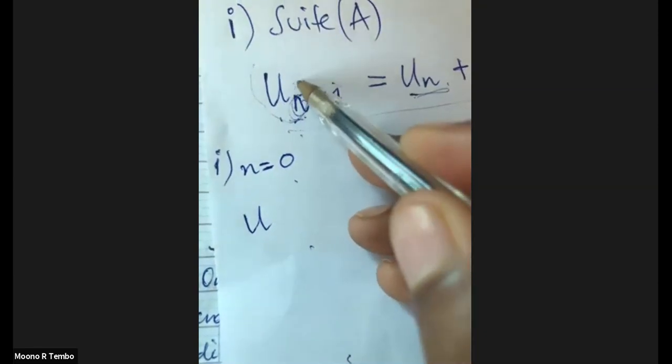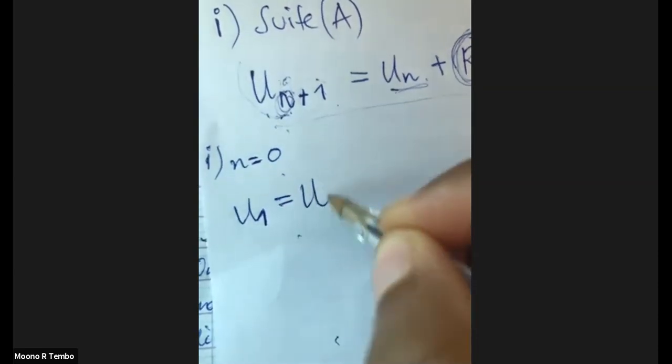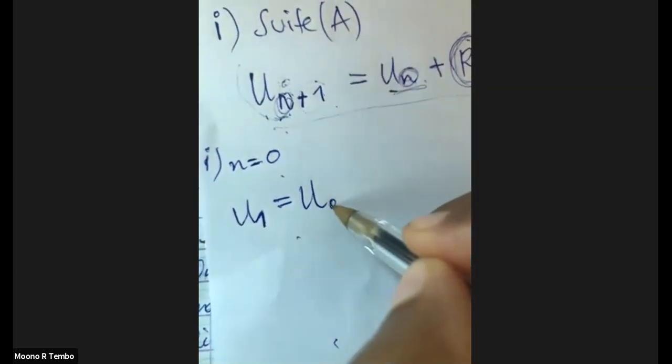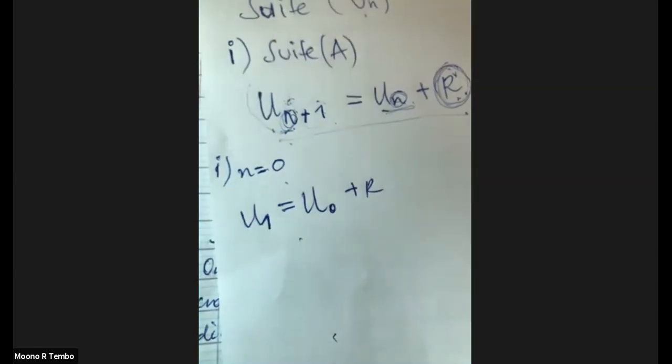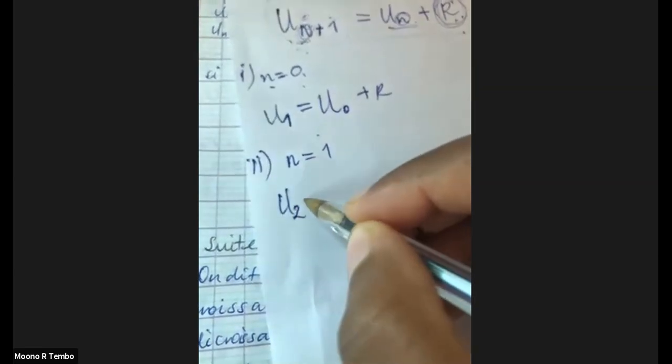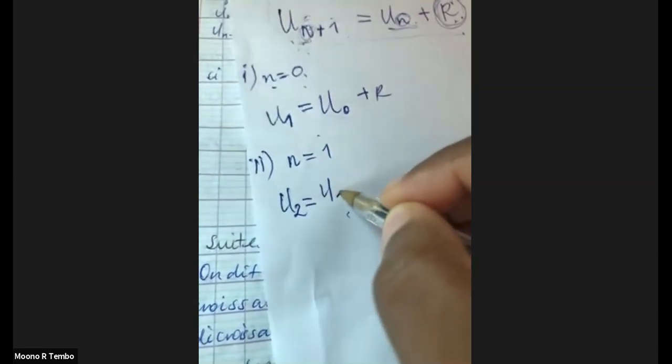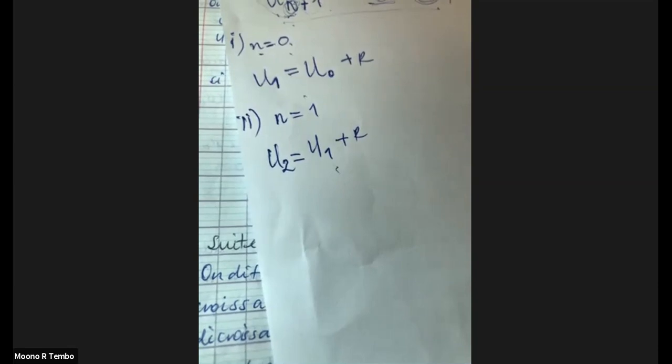So what happens here is we're going to get this. Here it's going to become u, this n here is 0. 0 plus 1 is going to give us 1, so it will be equal to your suite. This n here is going to be 0 plus your r, where n is equal to 0. Then the second one is where your n is equal to 1. Where you put 1 here, u2 is equal to u1 plus r.